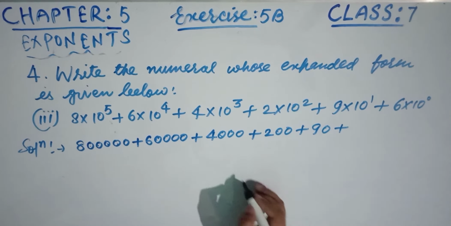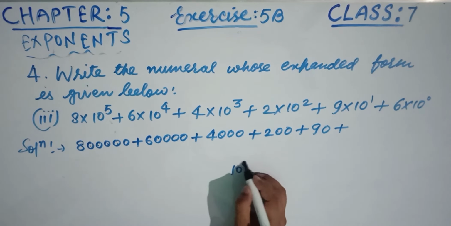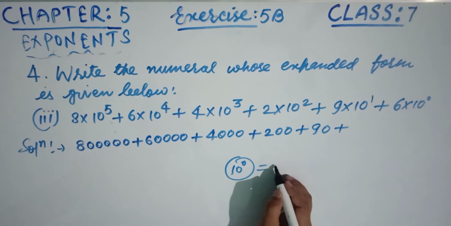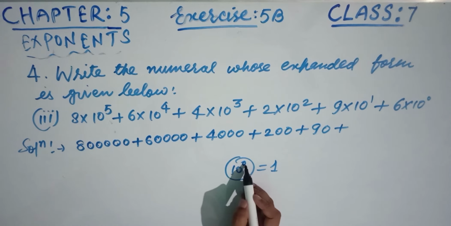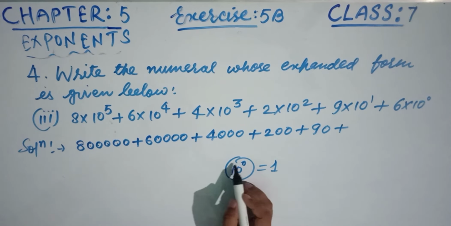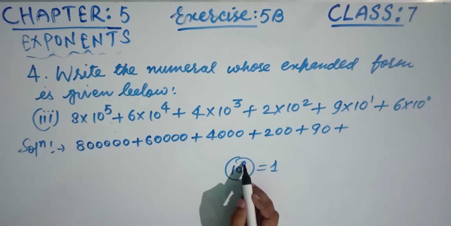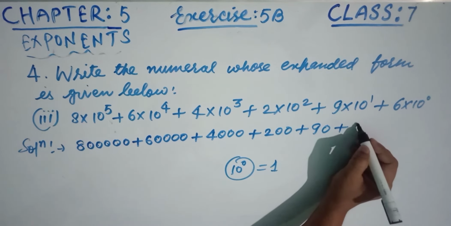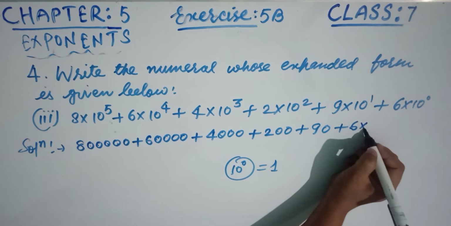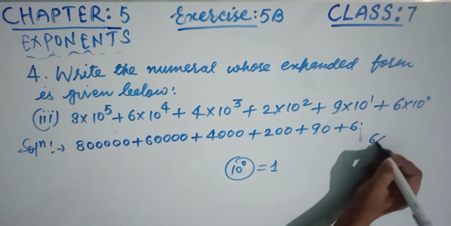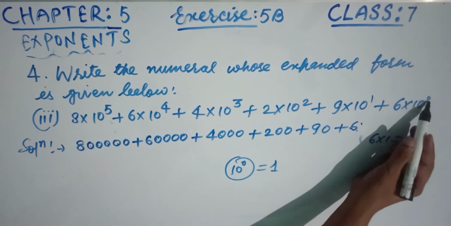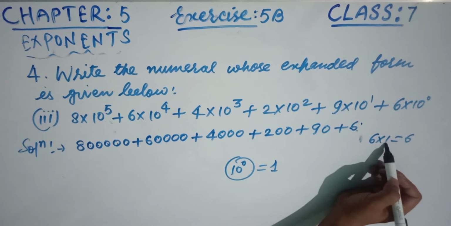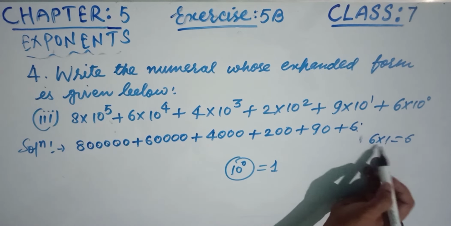So remember friends one thing, the value of 10 raised to power 0 is equal to 1. Remember friends, any number which carries exponent 0 is equal to 1. If the power of any number is 0, the exponent is 0, then its value is 1. So 6 multiplied by 1 friends, 6 multiplied by 1 is equal to 6. We can write 6 because the value of 10 raised to power 0 is 1, and 6 multiplied by 1 is 6.